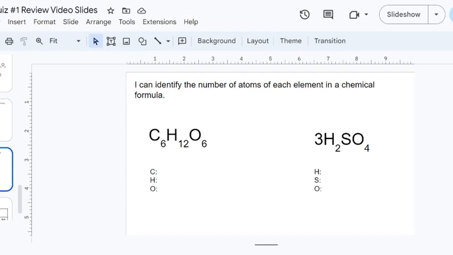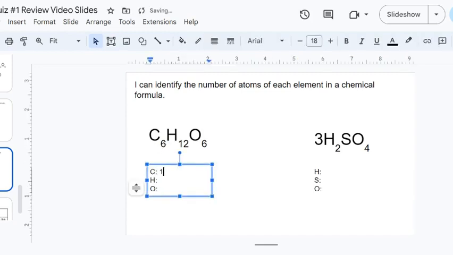In order to find the number of atoms of C, carbon, I'm going to say coefficient 1 times its subscript 6. 1 times 6 equals 6. There's 6 atoms of carbon in that formula. Coefficient of 1 times 12, the number that comes after the H, means that there's 1 times 12, or 12 atoms of H in this formula.